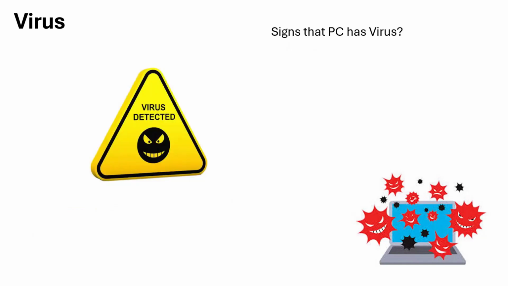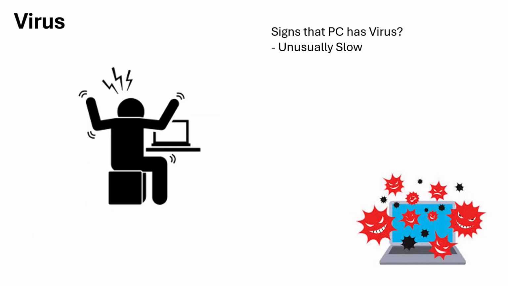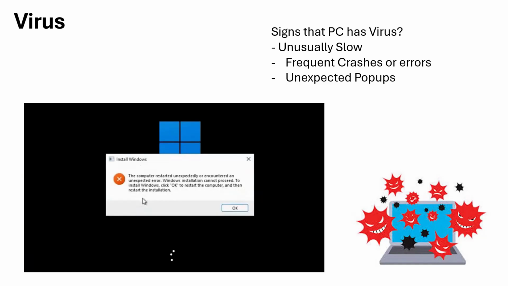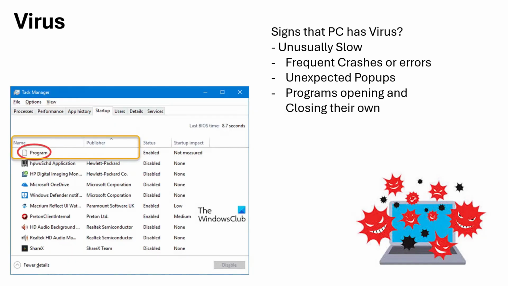Now the question is, if a virus is in your computer system, how can you detect it? What are the signs of a virus? First of all, the computer or laptop will be unusually slow. It may crash and show a blue screen. It may show unexpected pop-ups on the screen. It may be possible that programs opened in your system close automatically.